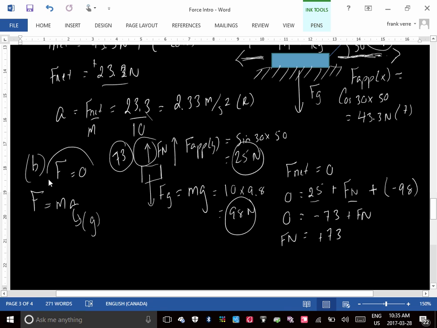So we know that if it's not accelerating, the force has to equal 0. In other words, the net force is 0. So that's the equation for force, right? F equals ma. The equation for force is F equals ma. But what we did is for weights, the label for weight is Fg.